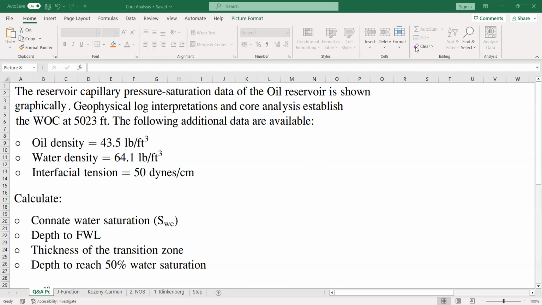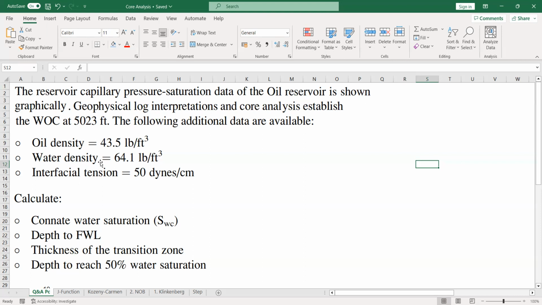All right, so the case is like this. The reservoir capillary pressure and saturation data of the oil reservoir is shown graphically down there. I'm going to show it later. And then from the geophysical log interpretations and the core analysis, we have the water oil contact at 5023 feet. That's our WOC, water oil contact. And we also have other data, such as oil density, 43.5 pounds per cubic foot, and water density, 64.1, and also interfacial tension, 50.